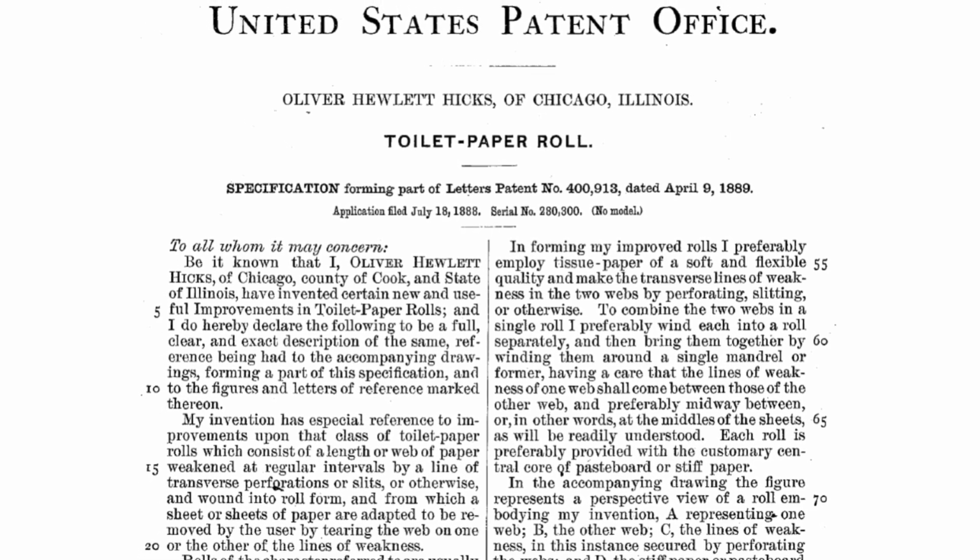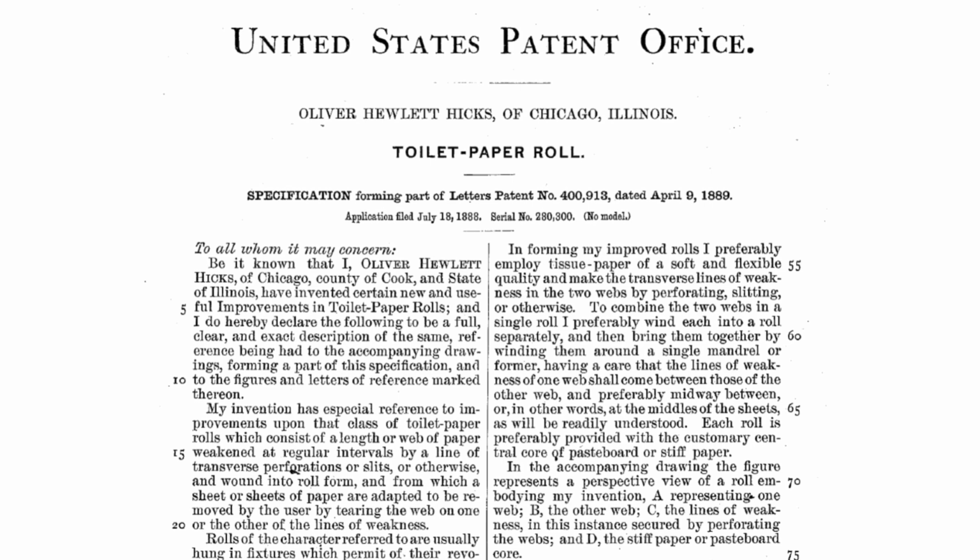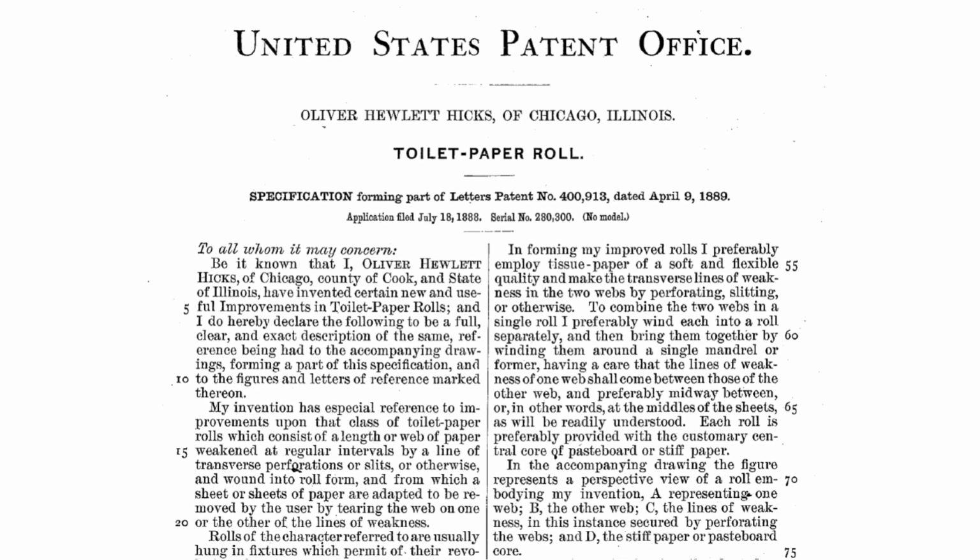In forming my improved rolls, I preferably employ tissue paper of a soft and flexible quality, and make the transverse lines of weakness in the two webs by perforating, slitting, or otherwise. To combine the two webs in a single roll, I preferably wind each into a roll separately, and then bring them together by winding them around a single mandrel or former, having a care that the lines of weakness of one web shall come between those of the other web, and preferably midway between, or, in other words, at the middles of the sheets, as will be readily understood.